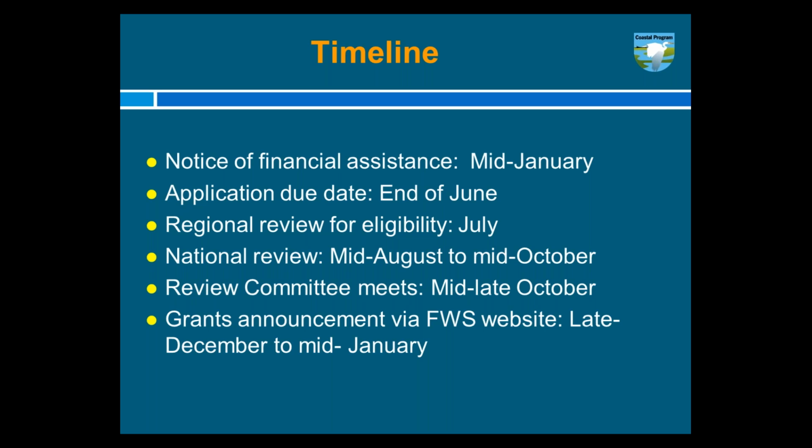There's a regional review for eligibility. That's just basically a technical review to make sure that the match is okay and that there's no red flags or anything like that. And then it goes to the national review, which is conducted by, or is a panel of Fish and Wildlife Service folks. That's mid-August to mid-October. They meet in October to actually rank the applications and make a recommendation to the director of Fish and Wildlife Service for the grants.